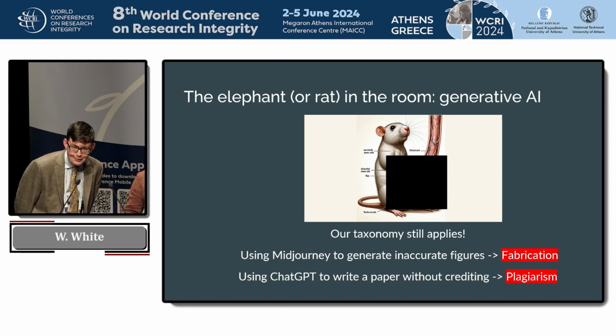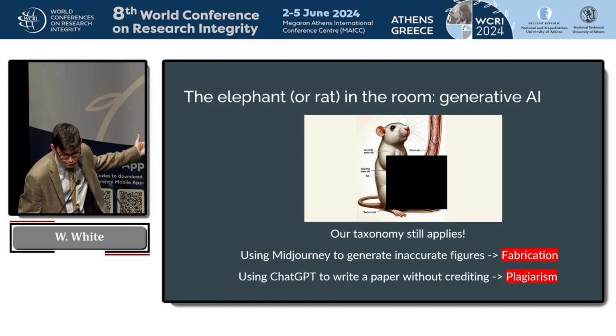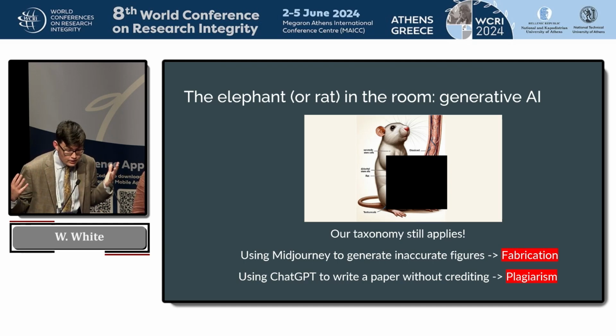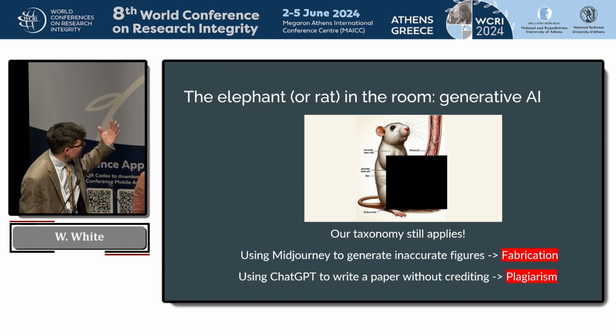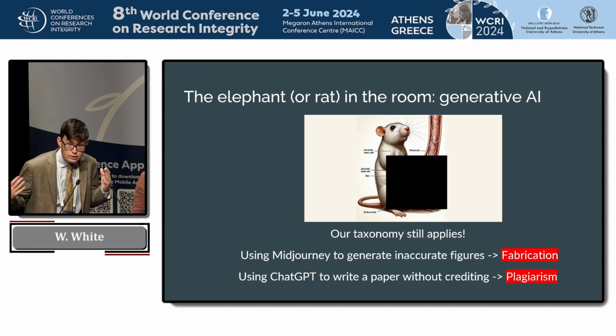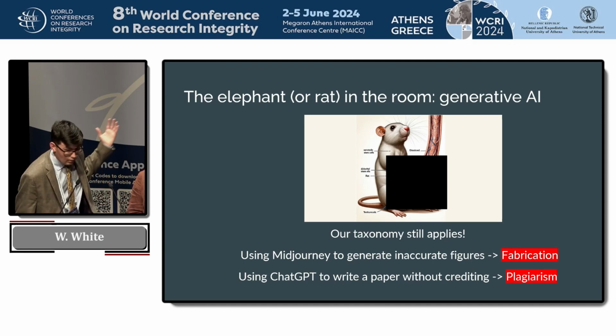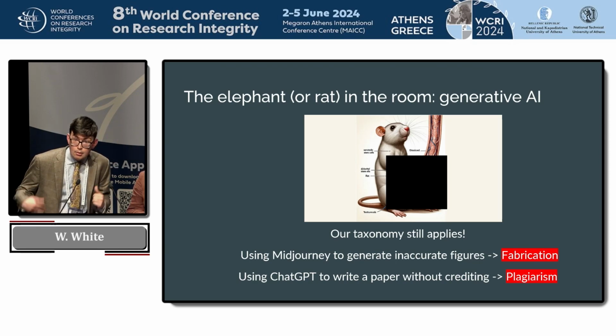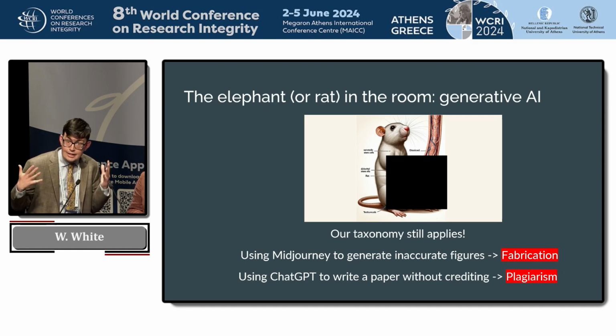So we would like to briefly address the elephant, or rat, if you will, in the room of generative AI. Some of you may be familiar with the retracted paper that used an anatomically questionable image of a rat. I think it's even funnier with the censor bar. This was an instance of using Midjourney to generate inaccurate figures. So this falls into our methods tree in our taxonomy as fabrication. Another instance, we often see a misuse of AI using ChatGPT to write a paper without crediting. That falls under plagiarism in our tree. So AI is a tool that can be abused by scholars to create acts of academic fraud, and our taxonomy accounts for that.